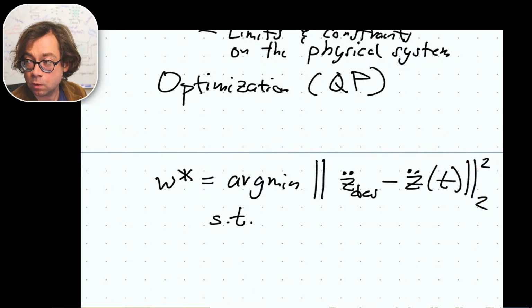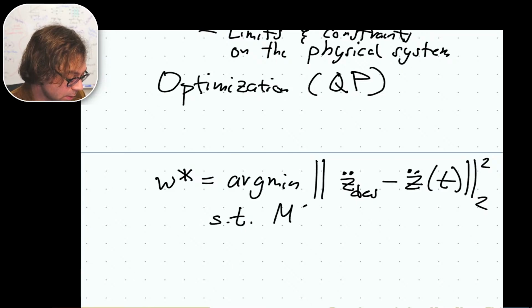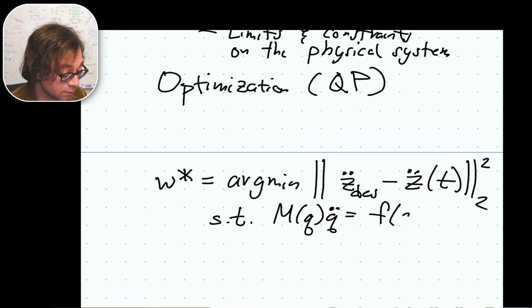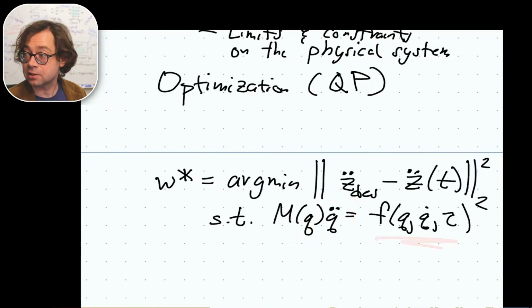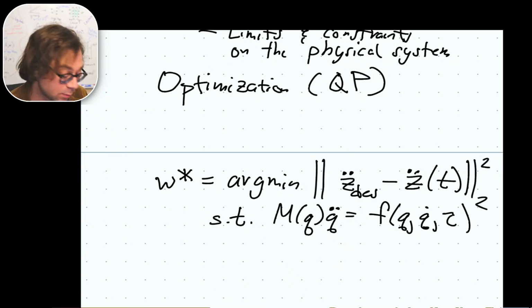And we talked about this before. We actually include as our constraints the physics of our system, our dynamics. Where M of q times q double dot, the actual acceleration you're going to achieve, is equal to some function of q dot and tau, which is everything that is not an acceleration term, and therefore not an inertial term, everything else. That's how we've been writing our dynamics for these Lagrangian mechanics systems.